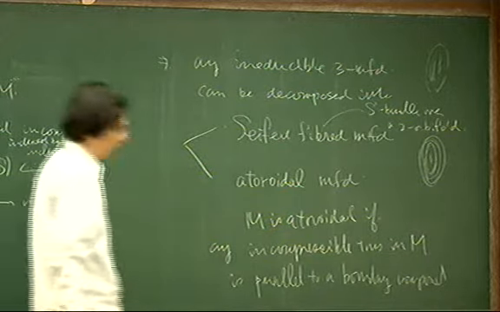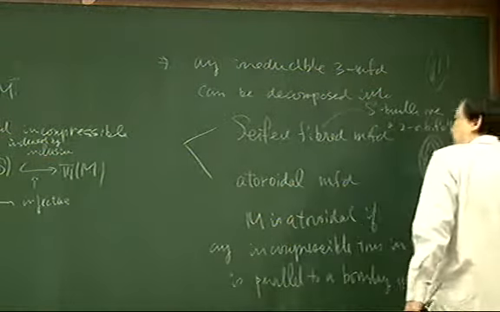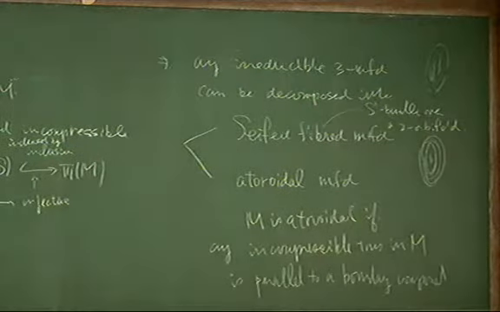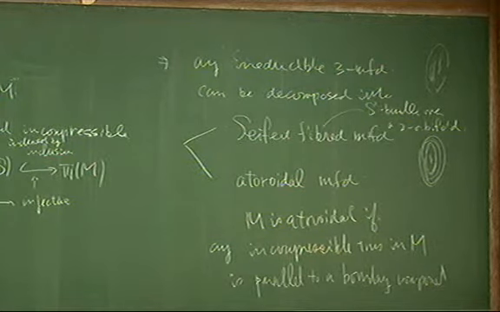So a compact three-manifold M. So we always assume that the manifold is compact. So a compact three-manifold M is Haken if M is irreducible and there exists some surface embedded in M which is incompressible.